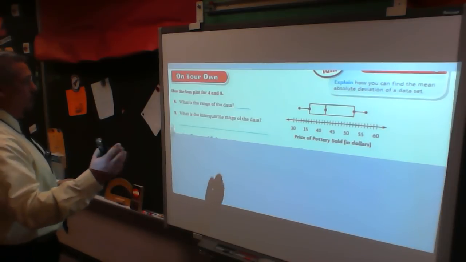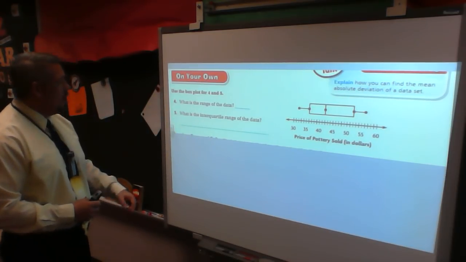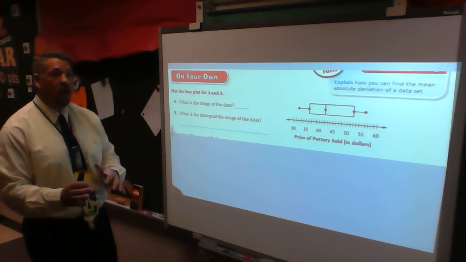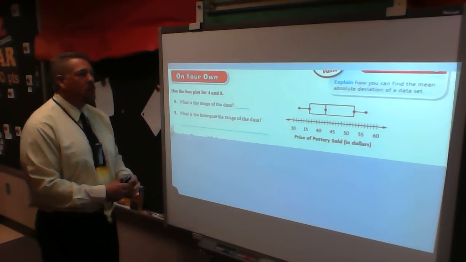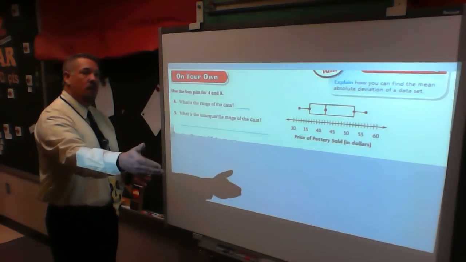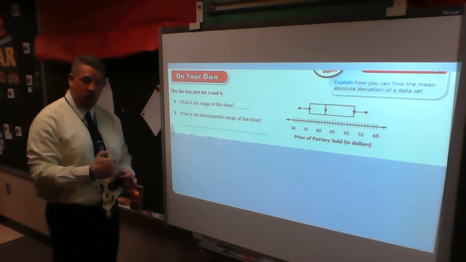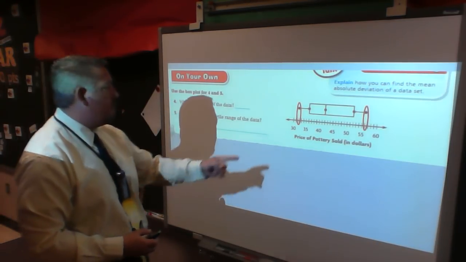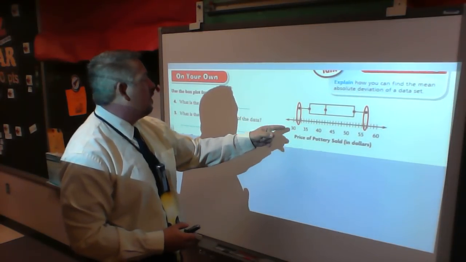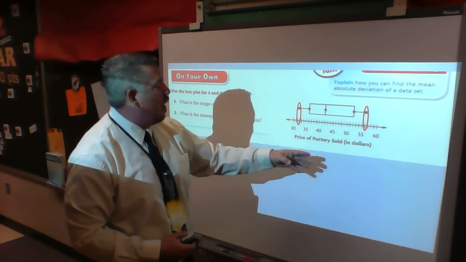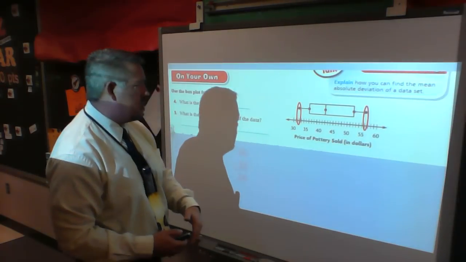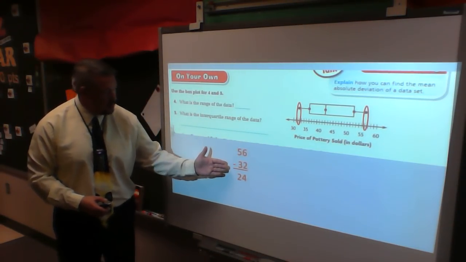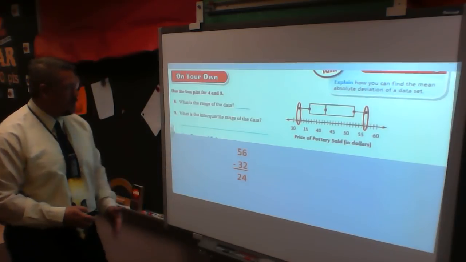Use the box plot for 4 and 5. So these two go together. What is the range of the data? So range, okay, once again, that was just my numbers, right? My range was my largest number minus my smallest number. So what are my numbers? Well, I have my smallest one at 32 and my largest one at 56. So I subtract my largest, 56, minus my smallest, 32, and I get 24.